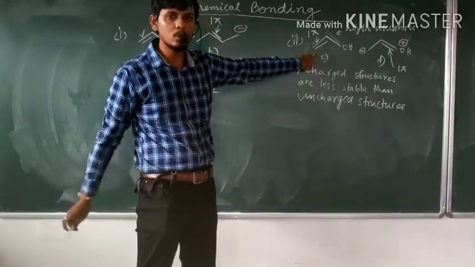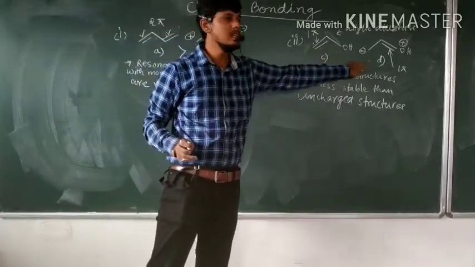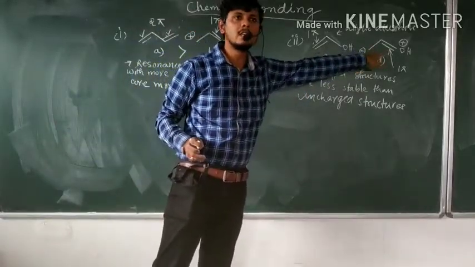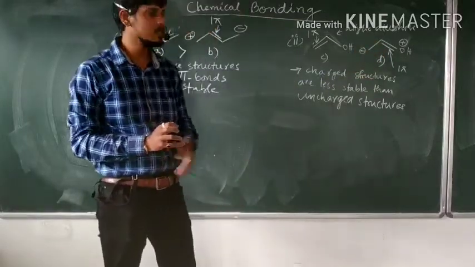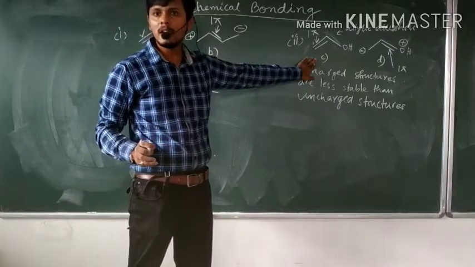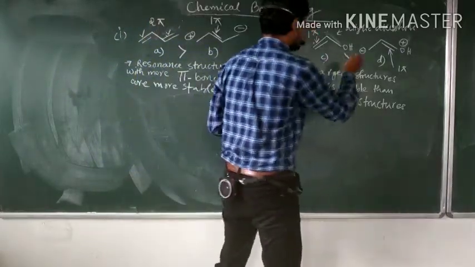In C there is no formal charge, but if I see D, there are 2 formal charges: a negative charge on a carbon and a positive charge on oxygen. That means since C is uncharged and D has formal charges, C will be more stable than D.